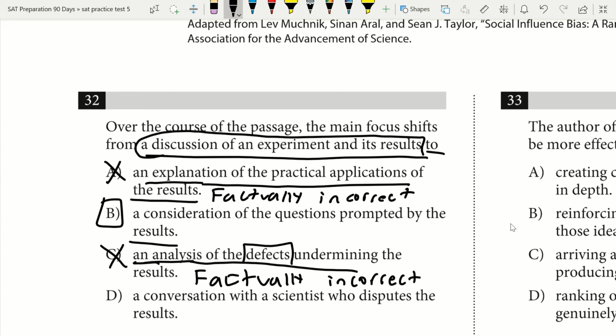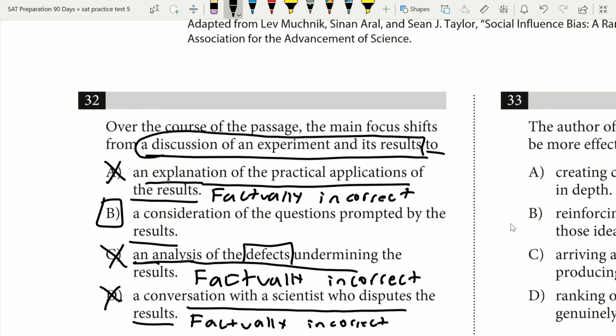D, a conversation with a scientist who disputes the results. There is no conversation with a scientist who disputes the results. Once again, it's not even in the passage, it's just factually incorrect, right? It's just not in the passage. Okay, so answer choices A, C, and D were just not even in the passage. So the answer choice there was going to be B. B is the correct answer there.